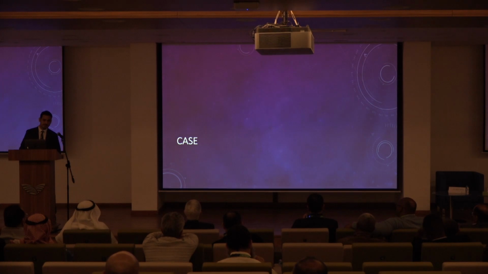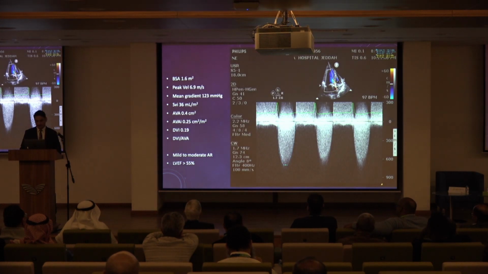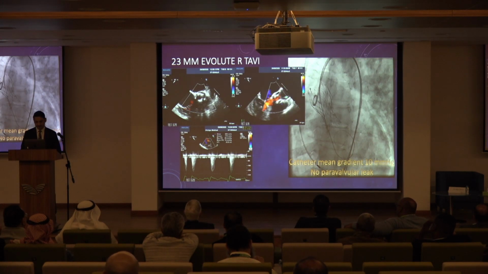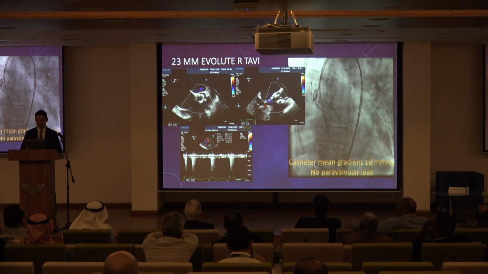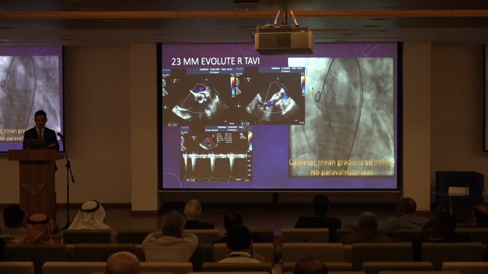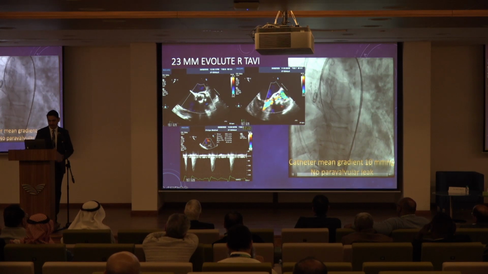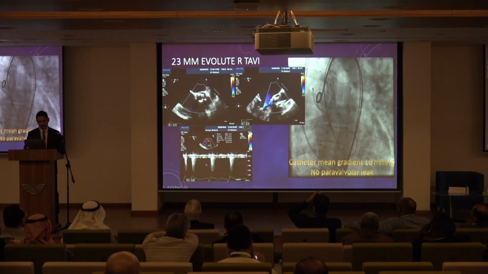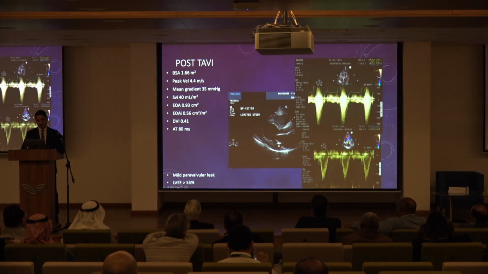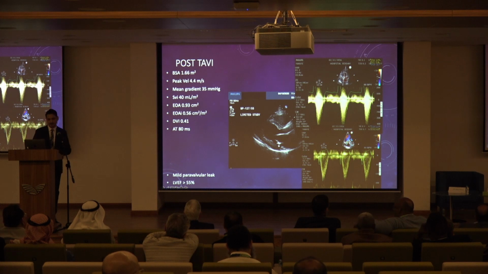Going back to our case, the patient had very severe aortic stenosis, underwent TAVR using a 23 millimeter Medtronic Evolut R valve. The mean gradient after echo was around 15 millimeters of mercury. The gradient as measured by cath was around 10 millimeters of mercury. Upon outpatient follow-up, the patient was found to have a peak velocity of 4.4 meters per second.